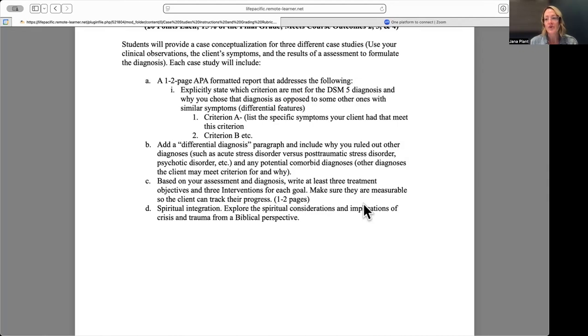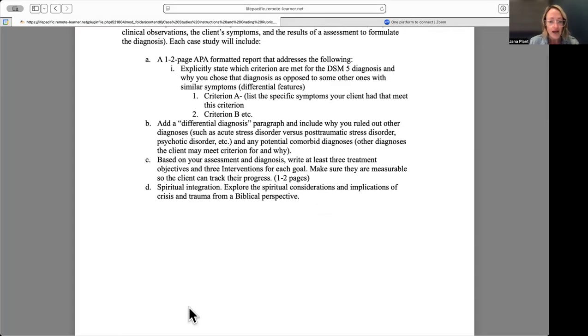This is a way of showing me that you're understanding the different diagnoses and the diagnostic criteria. And then any potential comorbid diagnosis. So if there's a client that has a substance-induced disorder, this is where we will include depression or anxiety. And then the last is, oh no, based on your assessment and diagnosis, at least 3 treatment goals and interventions. After this, I'm going to record another lecture specifically going into interventions and treatment goals. So stay tuned for that.